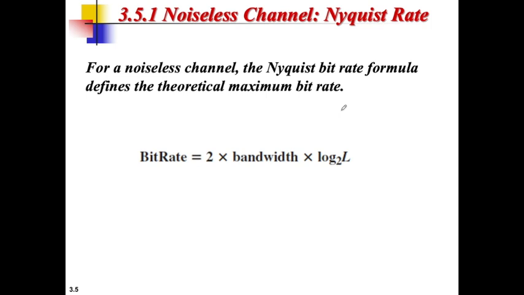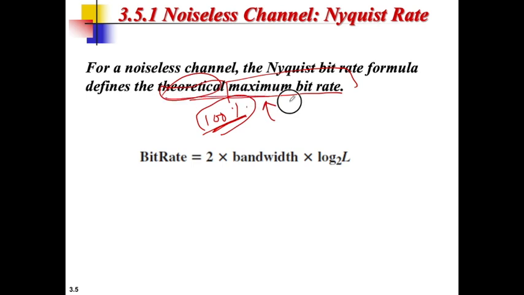For a noiseless channel, we usually calculate the Nyquist bit rate formula, which defines the theoretical maximum bit rate. Why? Because we're assuming there is no noise. That means the channel capacity is 100%, which means the bit rate we get using this formula is the maximum bit rate. And why is this called theoretical? Because in real life there is no such thing as a noiseless channel. There will always be at least some portion of noise in the medium of the channel. That's why the bit rate we calculate using the Nyquist formula defines the theoretical maximum bit rate.